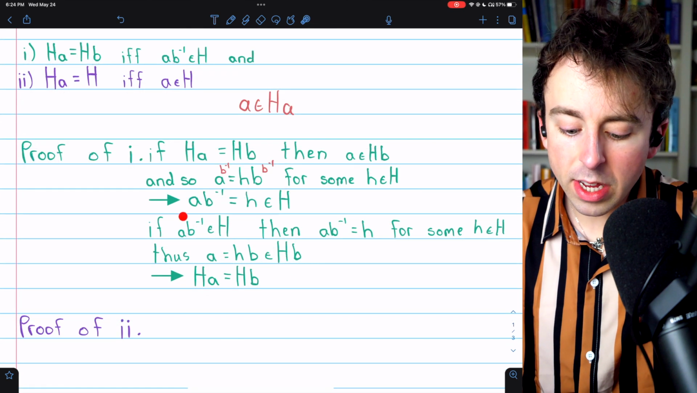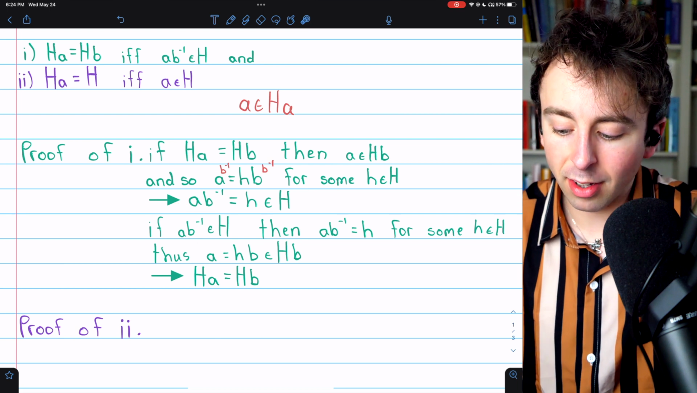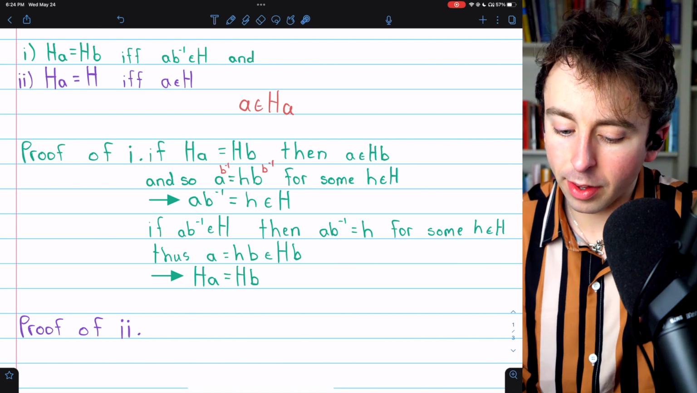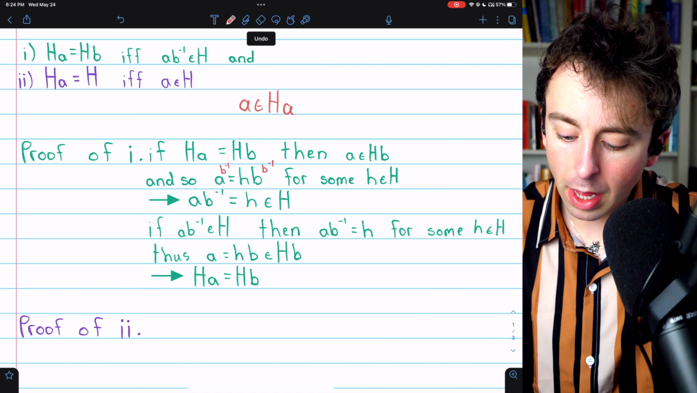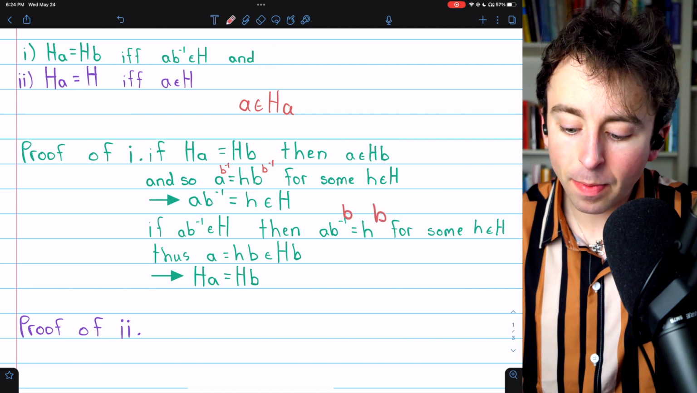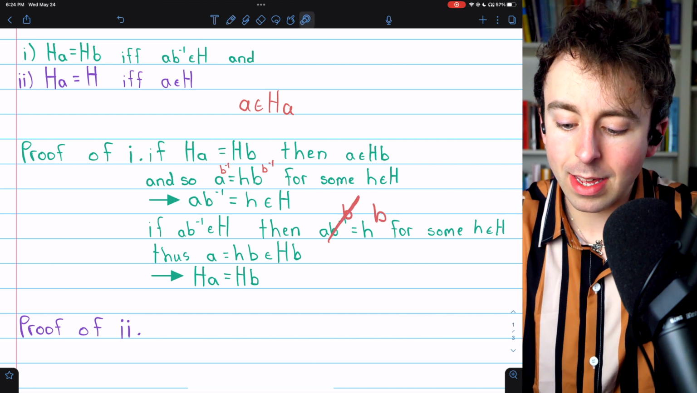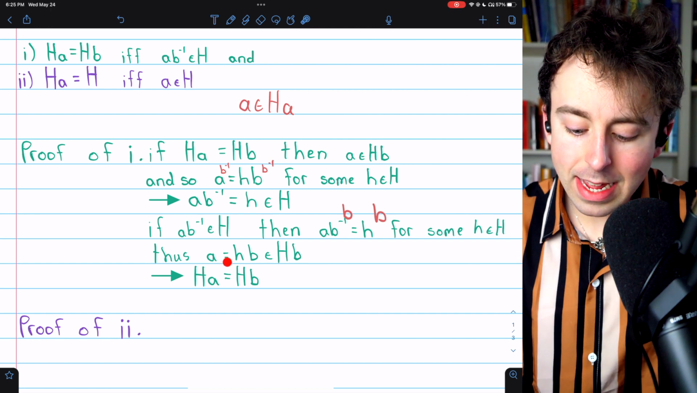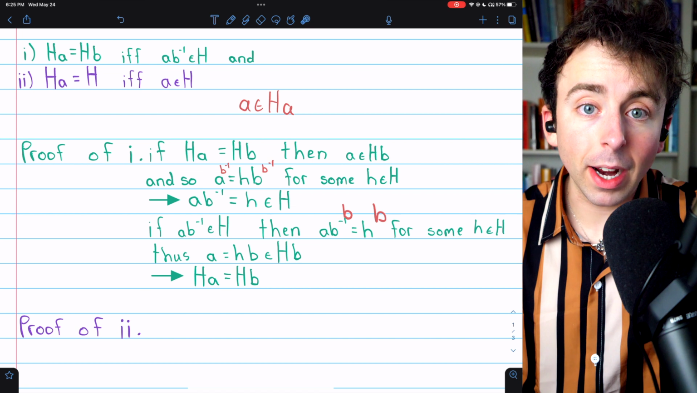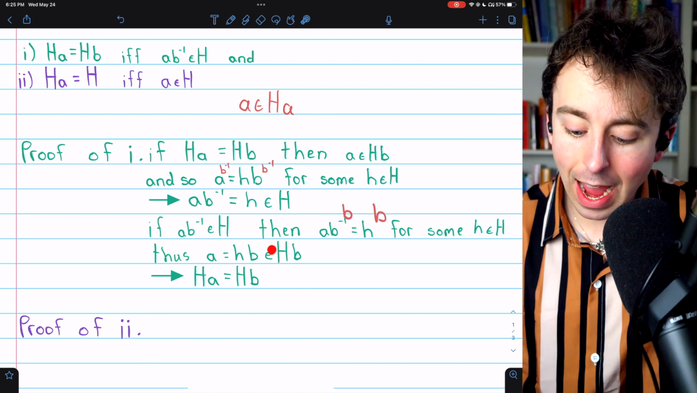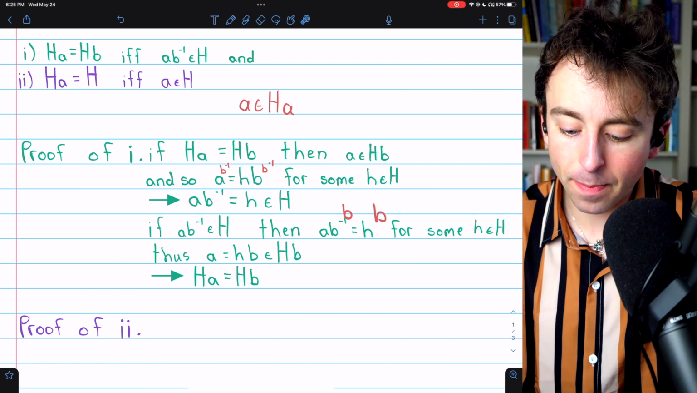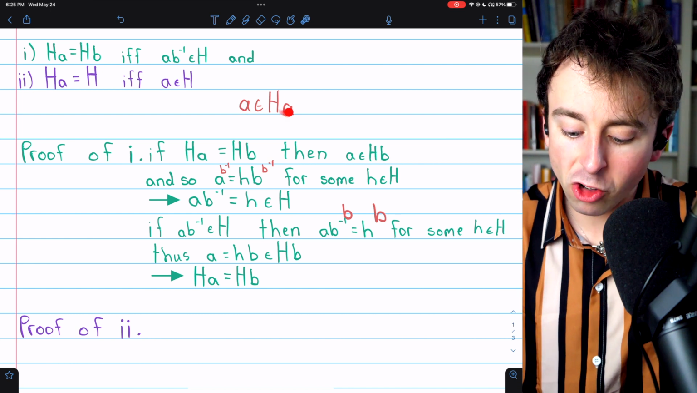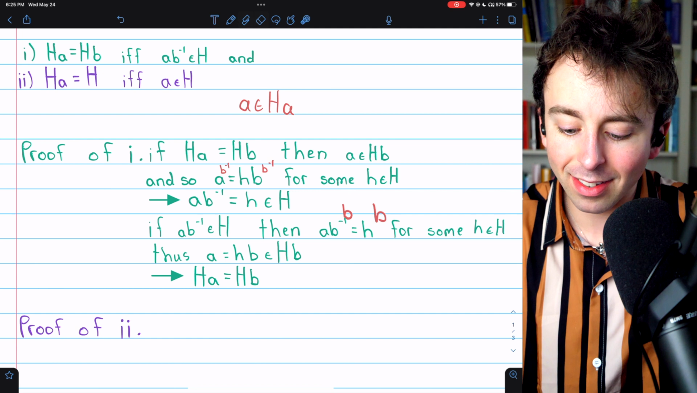For the reverse direction, we assume that AB inverse is an element of the subgroup H. Then we could write that AB inverse equals h for some element h of the subgroup. Then this equation, we could multiply both sides on the right by B. That would give us on the left B inverse and B canceling out, and so we would just have A, and on the right we would have hB. Thus, A equals hB. But by definition of a right coset, hB must be an element of the right coset HB. Now, as we previously said, A would also be an element of HA, necessarily. So HA and HB both contain this element A.